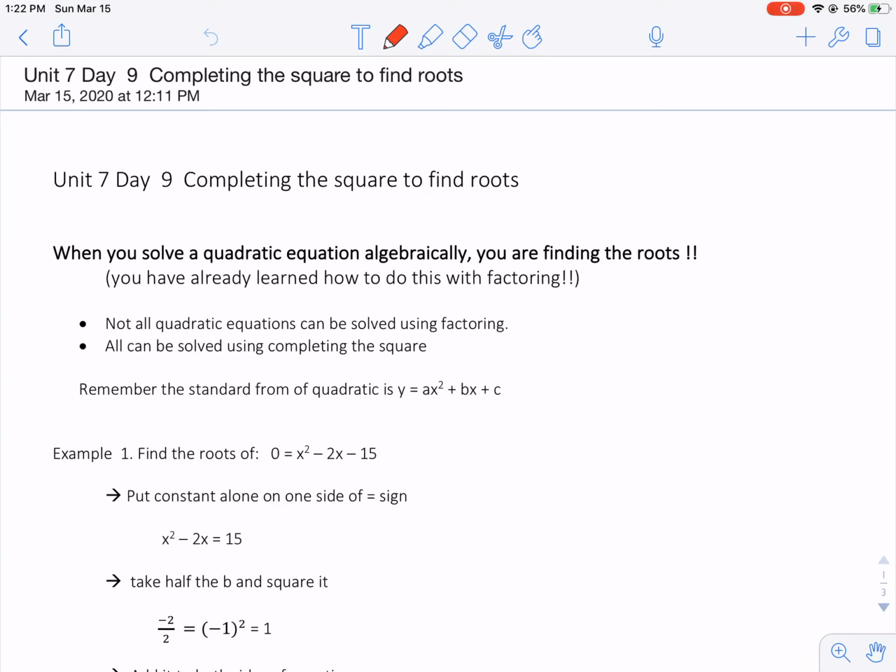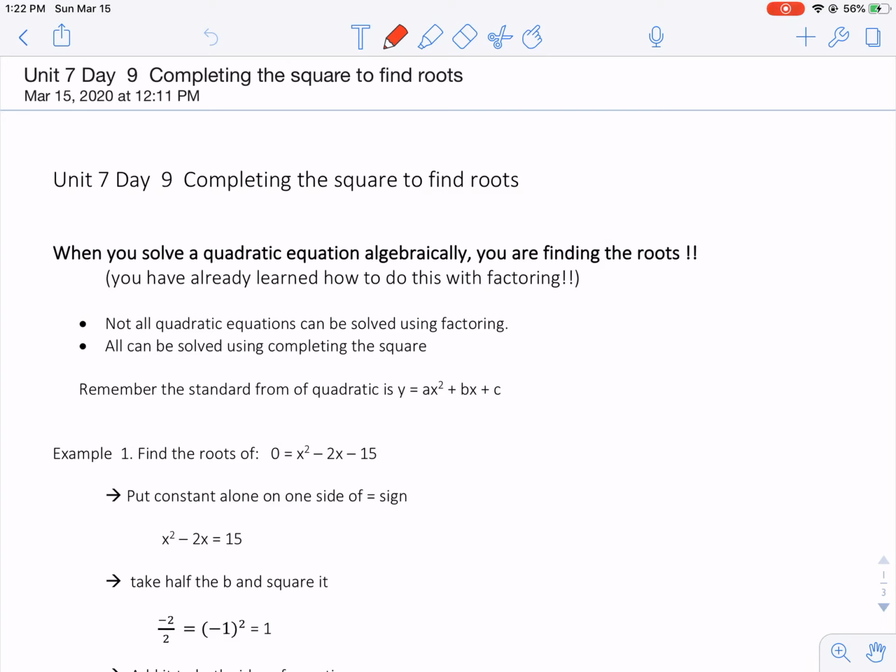All right, so example 1. Remember that the standard form of a quadratic is y equals ax squared plus bx plus c. We learned that and used that when we were finding the axis of symmetry and vertex algebraically. We used the a and the b in that formula. Well, it's good to know the a, the b, and the c because that's what we need to refer to. So example 1 says find the roots of 0 equals x squared minus 2x minus 15.